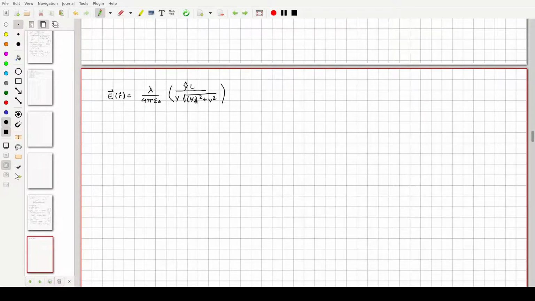Okay. Now, just to remind you, if you think of there being a total charge of Q distributed over the length of this thing, and you think of the relationship between these two as being this, then lambda times L is just Q. So you can write this as Q y hat over y times the square root of L over 2 squared plus y squared.